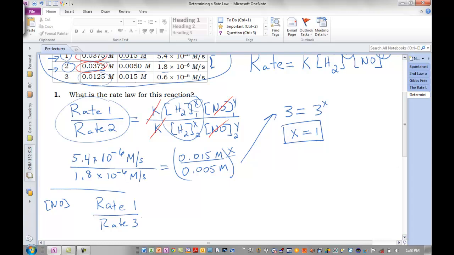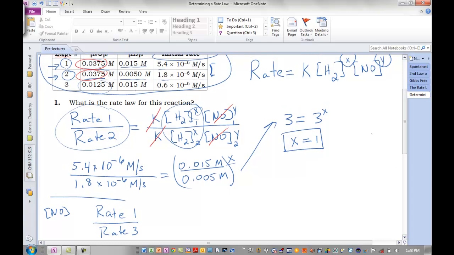Again, we're comparing experiments 1 and 3 because we're changing NO and holding hydrogen constant. So any change in rate is not due to hydrogen. I know hydrogen's constant, I'm not even going to write it. I know the rate constant is constant, I'm not even going to write it. So rate 1 divided by rate 3, the only thing left in that equation is NO, concentration from experiment 1, raised to, let's call it Y, and NO from experiment 3, raised to the Y. Essentially we've done what we did for hydrogen, we've just pre-simplified it.